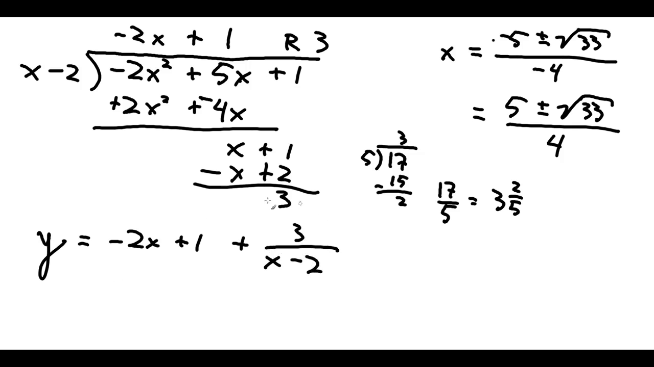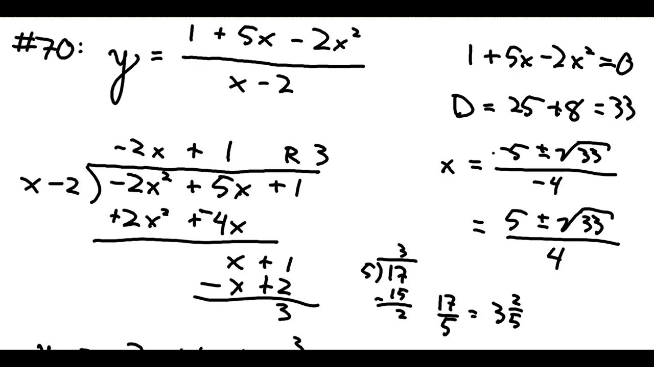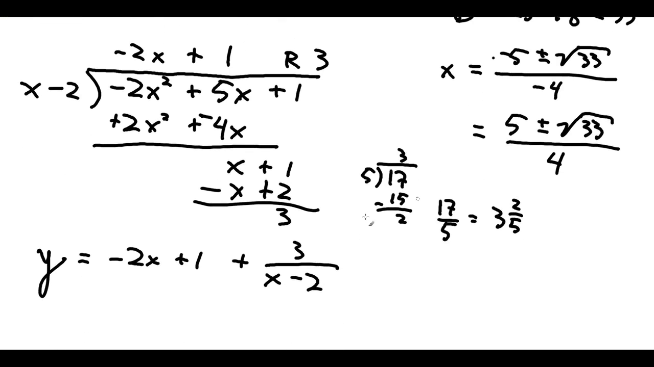So this is an algebraically equivalent way of writing our original function, y equals 1 plus 5x minus 2x squared all over x minus 2. We just write it like this. This makes it easier to see what the end behavior is. As x approaches positive or negative infinity, this part here, this fraction at the end, approaches 0, which means that the function in question becomes closer and closer to being negative 2x plus 1.